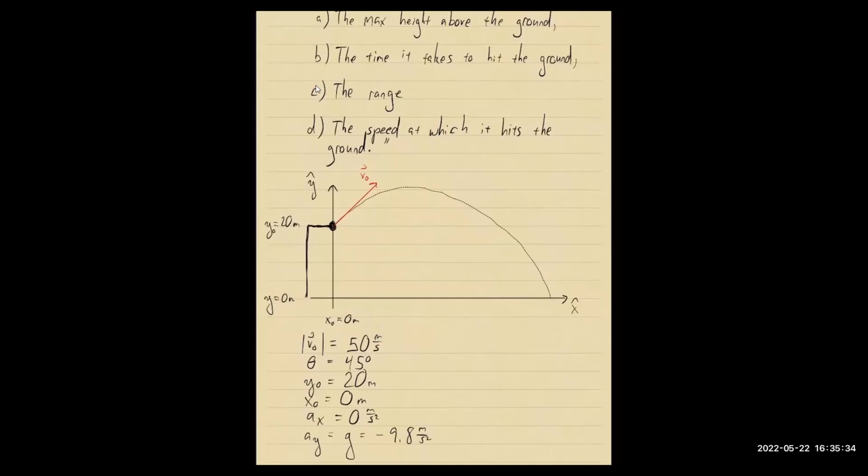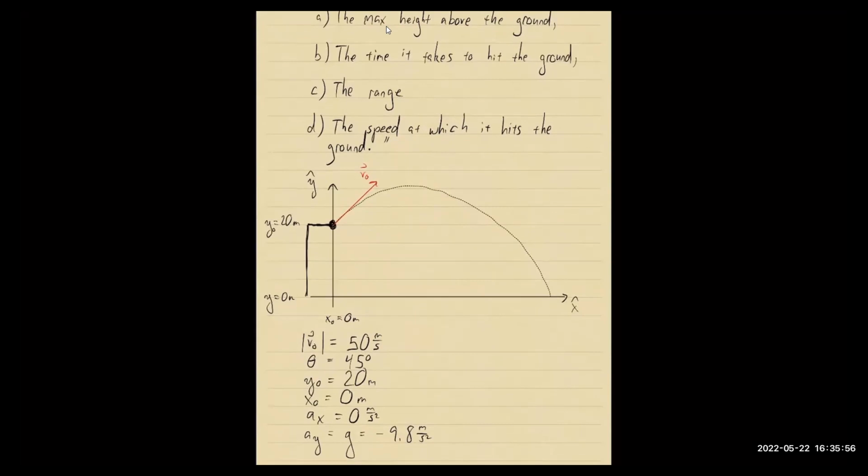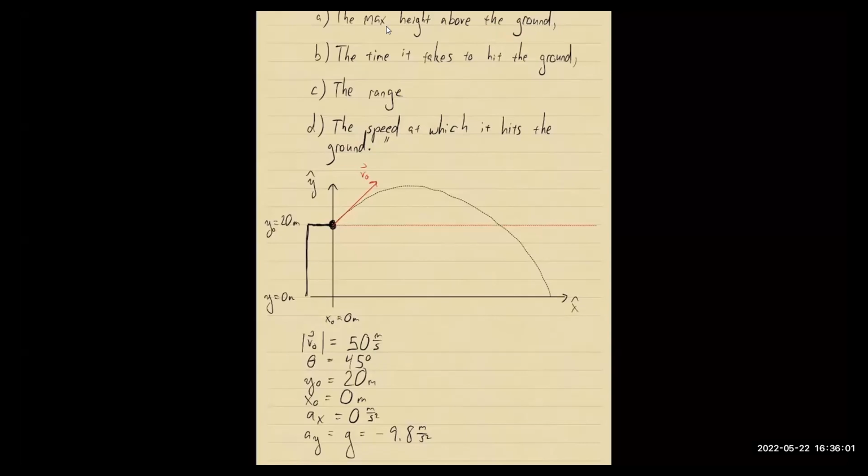Okay, so part A is asking us to find the max height above the ground that the ball reaches. So if I draw a line like this, I want you guys to notice that the max height that this ball reaches above the ground is when it reaches right here. And notice that this distance between its max height above the ground and the height from which the ball started, like this distance right here, is going to be our max displacement in the y direction.